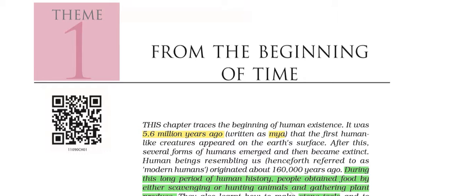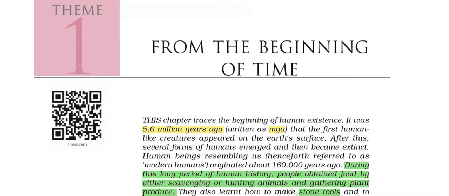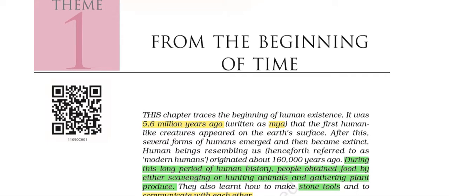So the first point that you have to remember in this chapter is that the human existence was seen on Earth around 5.6 million years ago. Right? This is the first point to be remembered. MYA, again, to be remembered: million years ago. So we are tracing back our history to 5.6 million years ago.